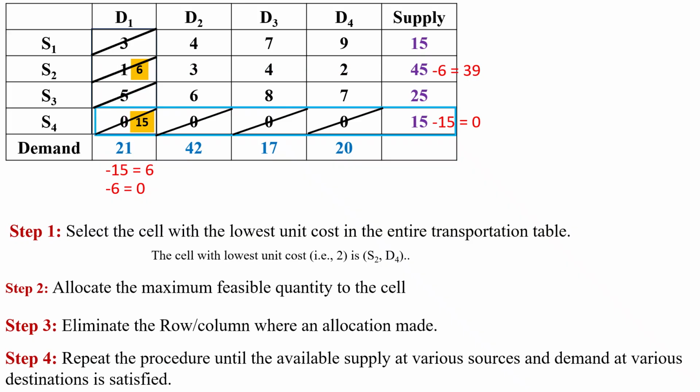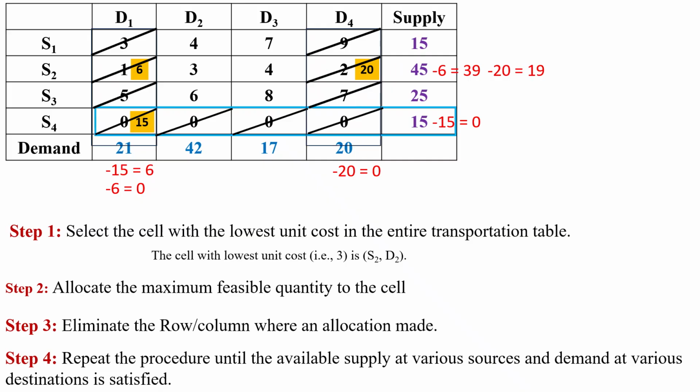Next lowest cost is 2 for the S2 row and D4 column. So I select the S2 row and D4 column cell. Here I observe the supply and demand. Supply is 39 and demand is 20. So the maximum possible allocation is 20. I allocate 20 in this cell and subtract 20 from the supply as well as the demand. Then supply becomes 19 and demand is 0. So now we remove the column D4 because its demand is 0.